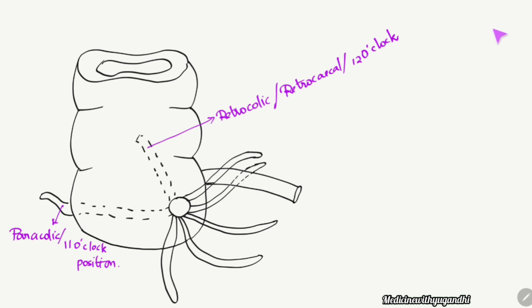The next one is the splenic position. That is, the appendix passes towards the left to point towards the spleen. Again, it is of two types: one is the pre-ileal and the other is the post-ileal. With respect to the ileum, if it lies in front of the ileum, it is called pre-ileal, and if it lies behind the ileum, it is called post-ileal. See, this one is the pre-ileal position and this is the post-ileal position.